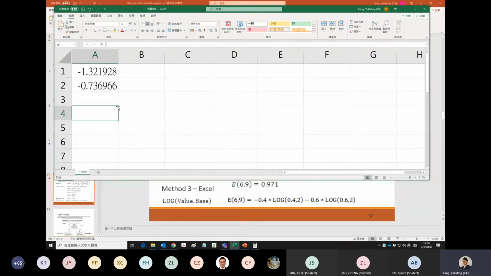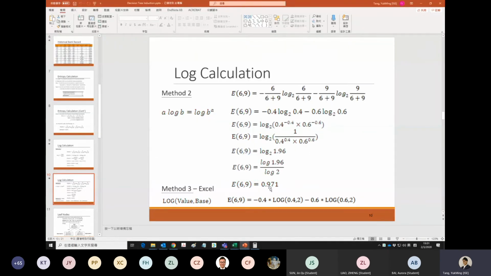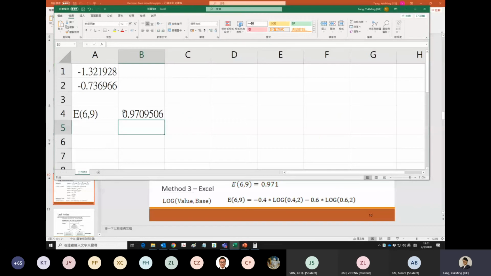And then we can use Microsoft Excel to calculate the answer for this one. So what is E bracket 6 9? The equation is very simple: equals minus 0.4 times this one minus 0.6 times this one. And then we got the answer 0.971. Remember, 3 decimal places is already enough. You don't need to write down 0.9709506, this is not necessary. Remember 3 decimal places, 0.971.